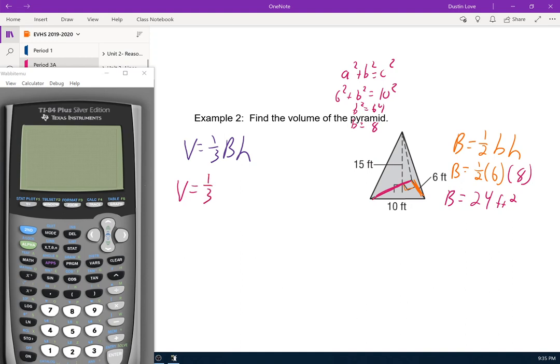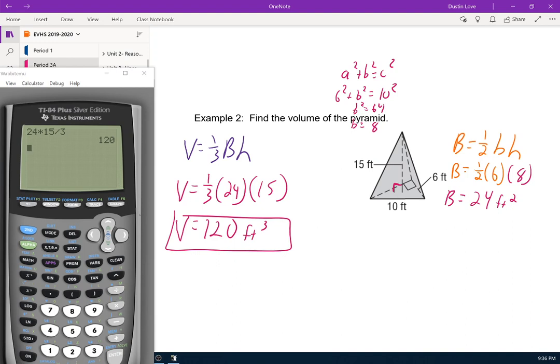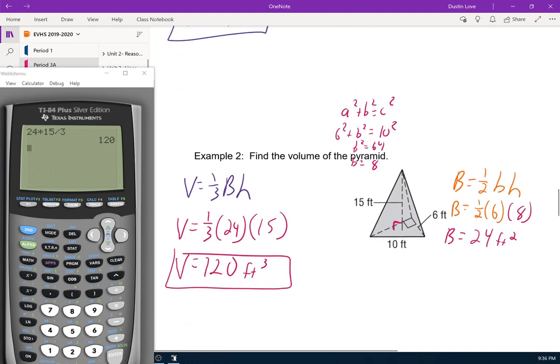All right. Volume equals 1/3 times area of the base, 24, times the height of the pyramid, which is 15. Notice that's a right angle there. Let me erase this out. Notice that was a right angle, so we know it's the true height and not the slant height. So now we just jump in. 24 times 15 divided by 3. 120 feet cubed. Once again, make sure that your volume units are always units cubed.